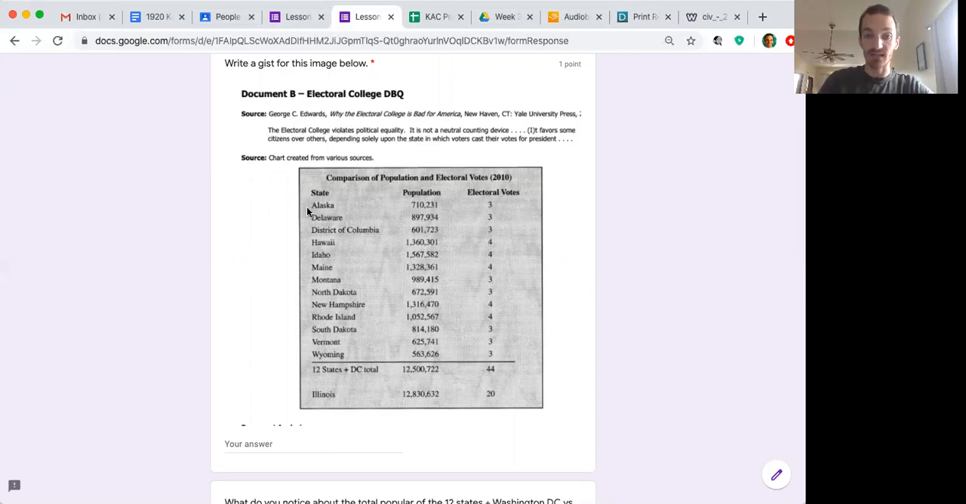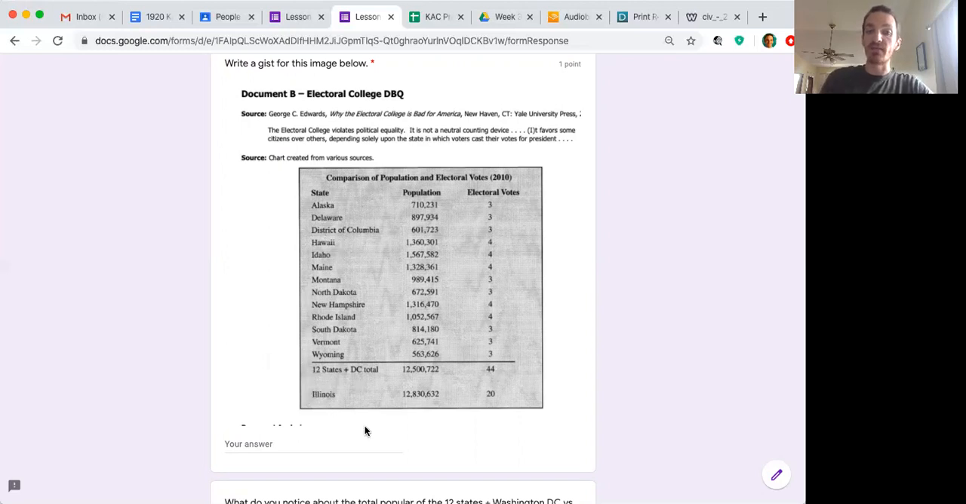It says Alaska, population, Electoral College votes. Delaware, District of Columbia, Hawaii, Idaho, Maine, Montana, North Dakota, New Hampshire, Rhode Island, South Dakota, Vermont, and Wyoming. These are 12 states plus the District of Columbia, because remember, Washington, D.C. is not a state. So those are the 12 states. This is their total population. This is the total number of Electoral College votes they have. So those 12 states combined, plus Washington, D.C., have a population of 12,500,000.